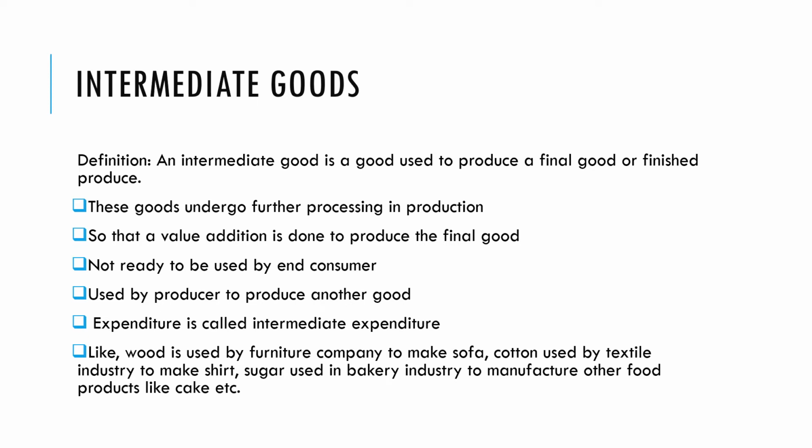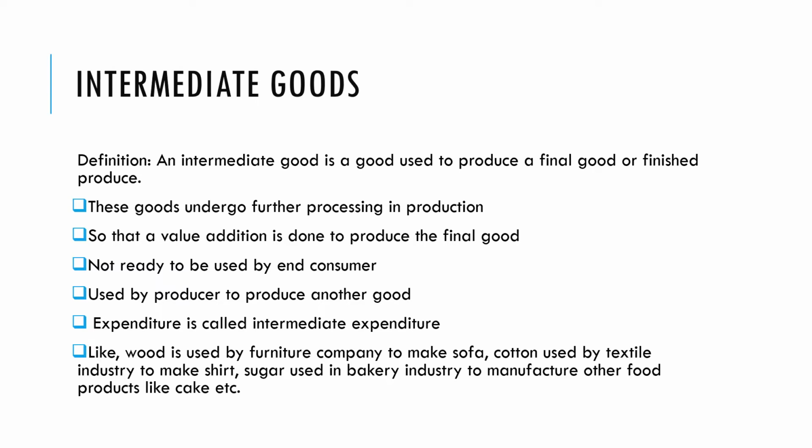Intermediate goods. By definition, an intermediate good is a good used to produce a final good or a finished produce. Let us look at the features of intermediate goods. These goods undergo further processing in the production. It means a value addition is to be done at each stage of production to produce the final good. It's not yet ready for use by the end consumer. It is used by the producer to produce another good.